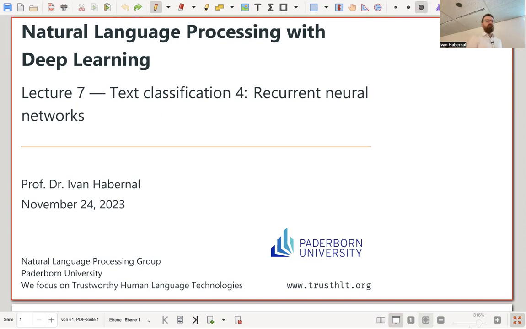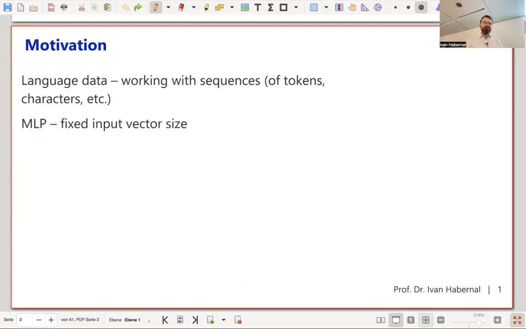Okay, so welcome to lecture number 7, which still belongs under text classification today, but it will be a little bit part of text generation next week. So we're going to be talking about the first part of learning better representations of input in order to create a better output next time. So here's a little motivation.